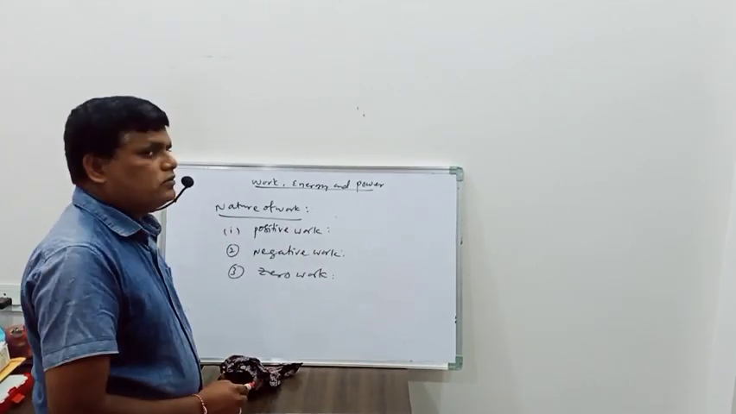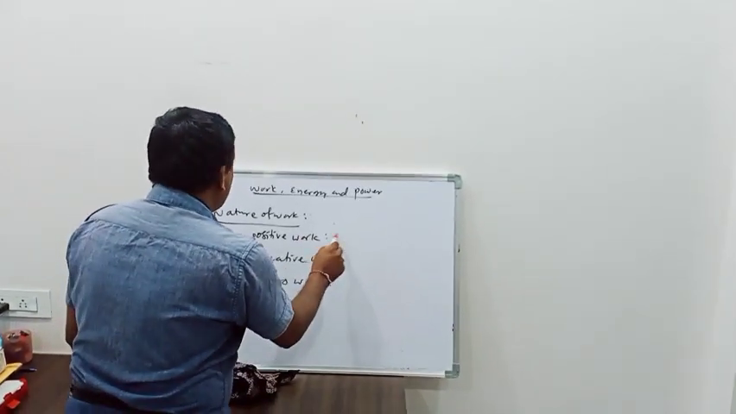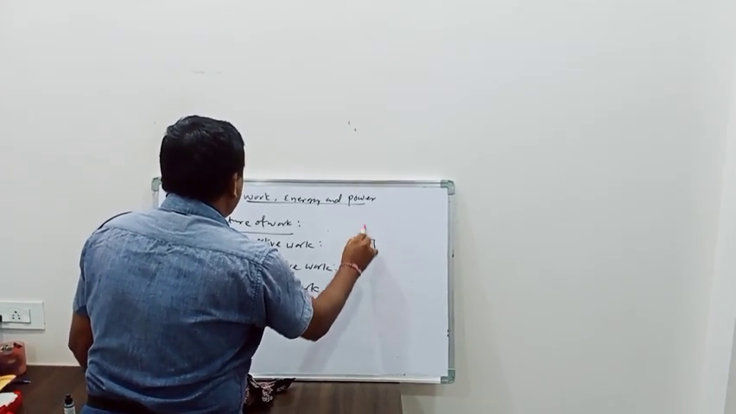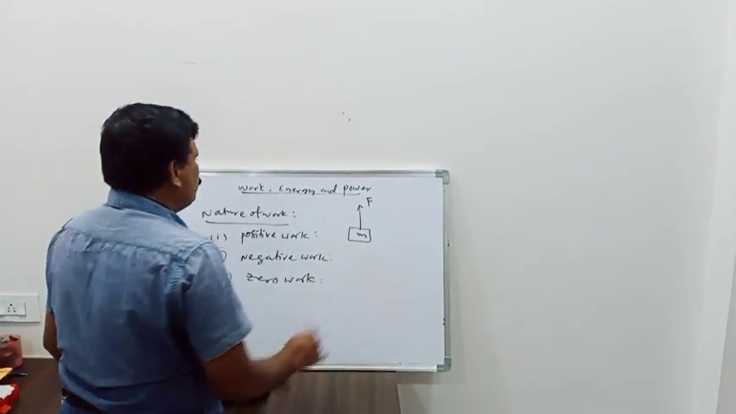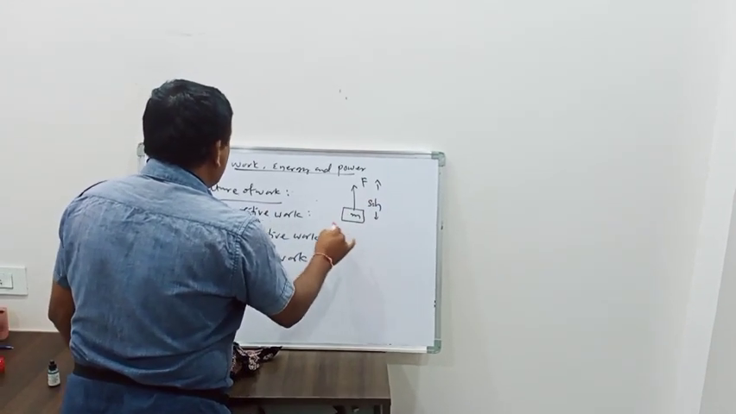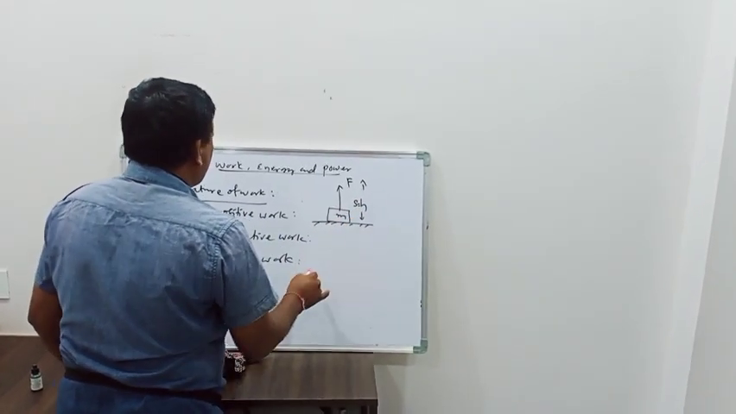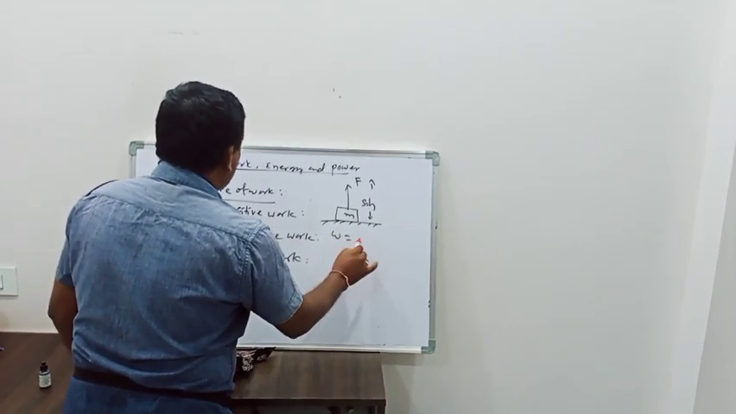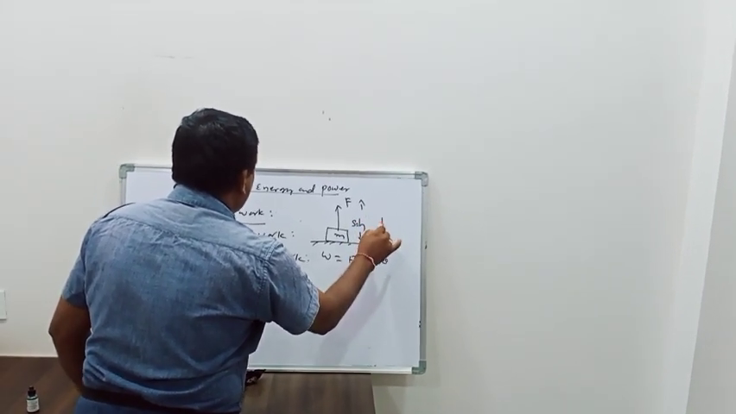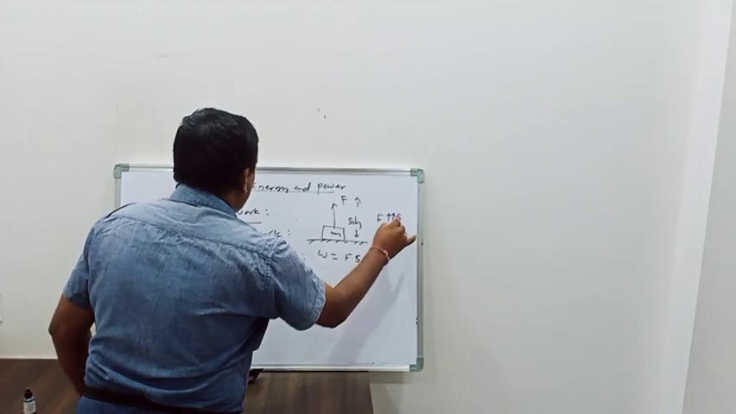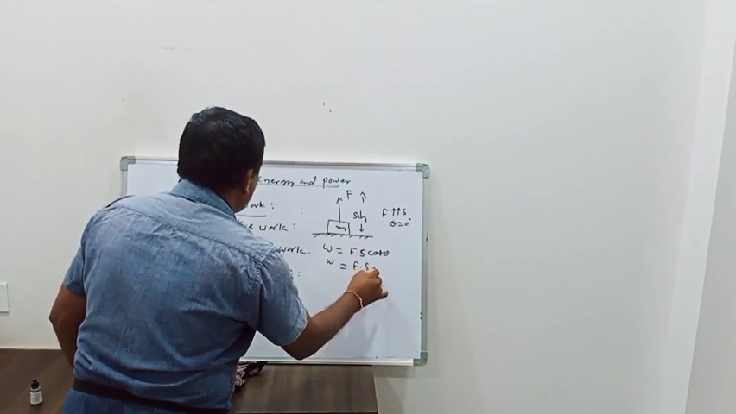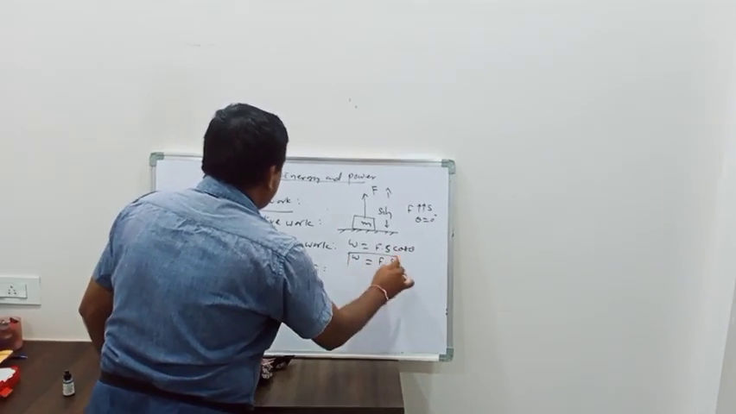Here, positive work. What is meant by positive work? For example, a block of mass m is lifted up to a height h. So the displacement of the block is h from the ground. We lifted it up, so the work done is positive work. According to W equals Fs cos theta, here F and h are both parallel, so the angle between them is 0. Therefore W is equal to Fs cos 0, which is 1. So work done is positive.